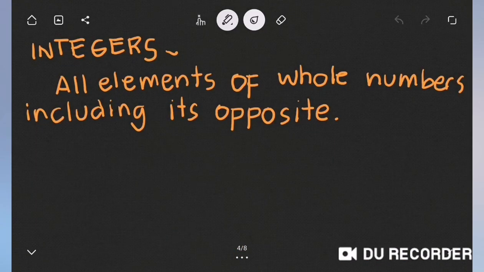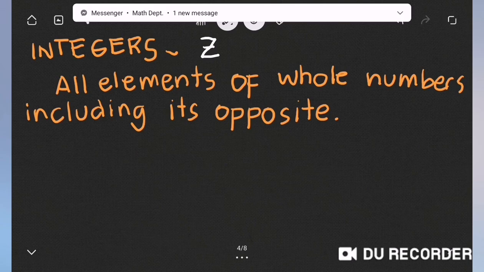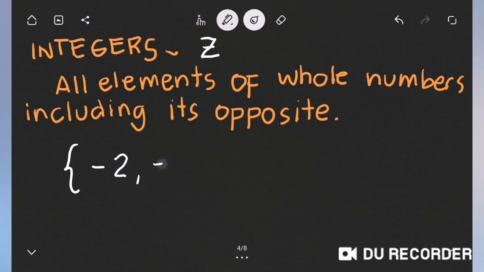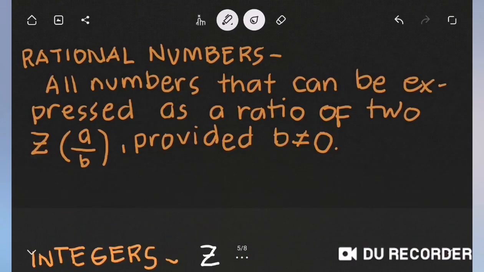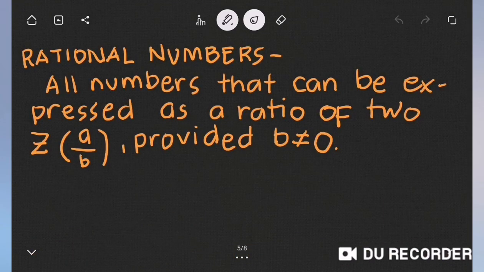Okay, the third one is what we call integers, which is denoted usually by capital letter Z. When we say integers, these are all the elements of whole numbers, including its opposite. Meaning to say, when we include the opposite, we are talking about the positive and negative numbers. Some of the elements of integers, maybe we have negative 2, negative 1, 0, 1, 2, 3, and so on. Okay. So yung ating pang-apat is what we call the rational numbers.